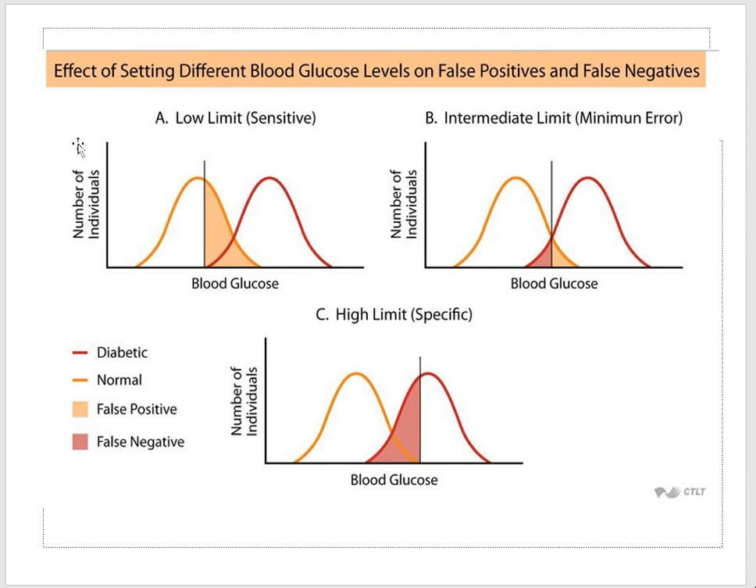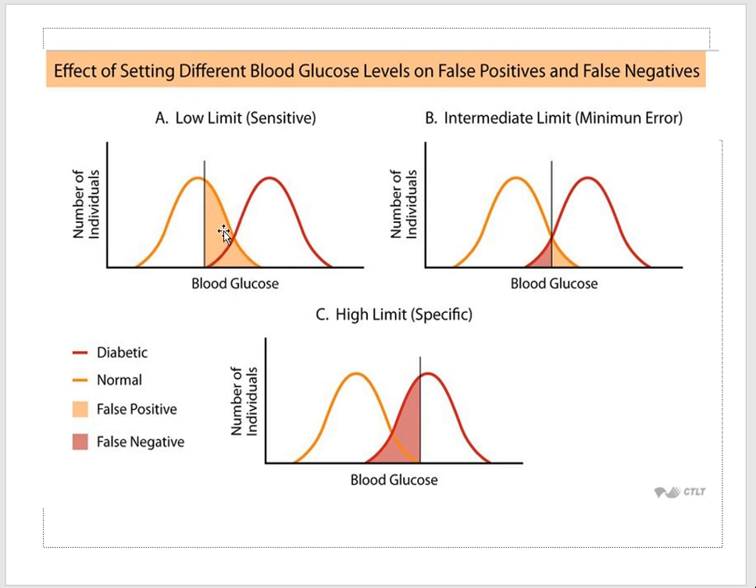So starting with graph A, and knowing that the red line is the diabetic patients and the orange line is the normal people, and knowing that you're looking at the blood glucose, the orange is the distribution of blood glucose for the healthy individuals, and the red is for the diabetic. And you shouldn't be surprised that the red distribution is shifted higher than the orange distribution because they are diabetic. But nonetheless, they do overlap somewhere.